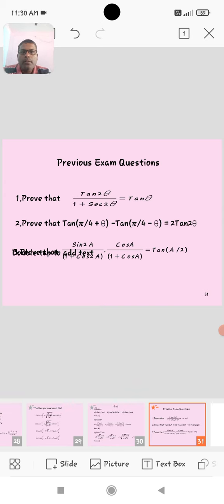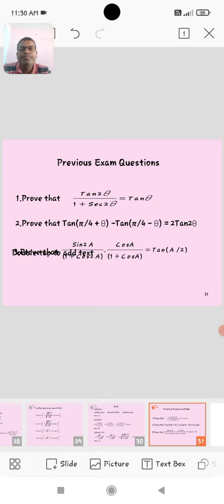Second question, prove that tan of (pi by 4 plus theta) minus tan of (pi by 4 minus theta) is equal to 2 tan 2 theta. Here we apply the formula of tan of (a plus b) and tan of (a minus b). Next, prove that sin 2A by (1 plus cos 2A) into cos A by (1 plus cos A) is equal to tan of A by 2. Here also we have to apply the multiple and submultiple angle formula to find out the proof.